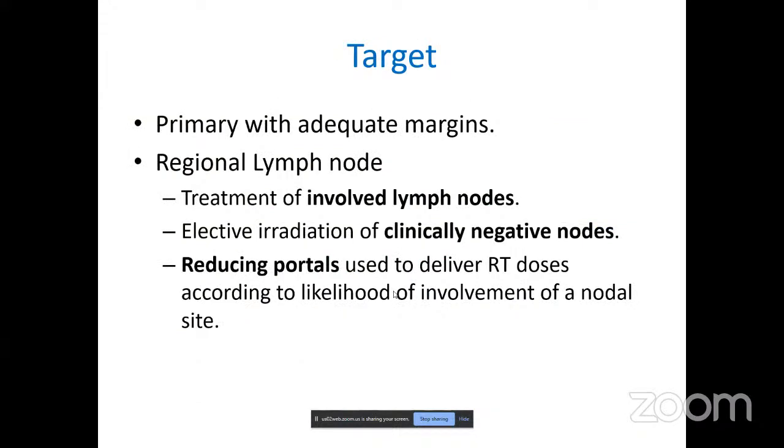So what are our targets in 2D radiotherapy? One is the primary with adequate margin. What we mean by adequate margin depends on the primary. Mainly it is about 1.5 to 2 centimeters from the primary. We should have enough margin. We should include the regional lymph nodes. We should include the involved nodes, and we should include the nodes which have a higher chance of getting involved in future. So based on the natural history of the disease, we should select the nodal levels to be irradiated.